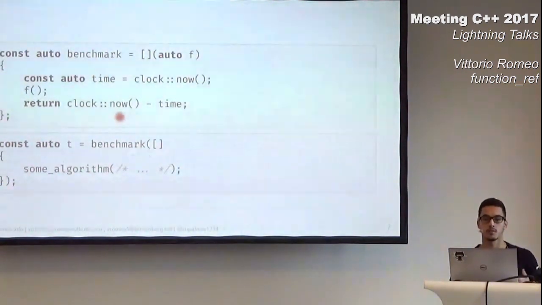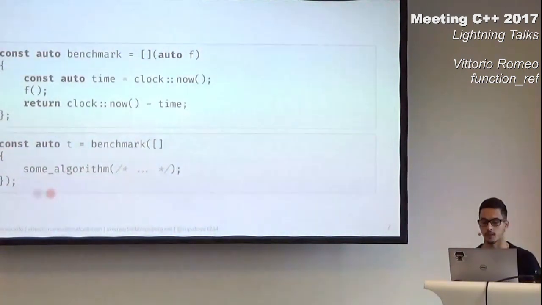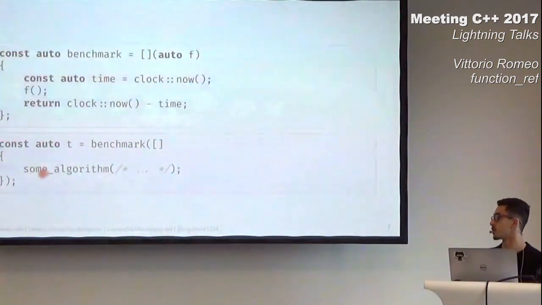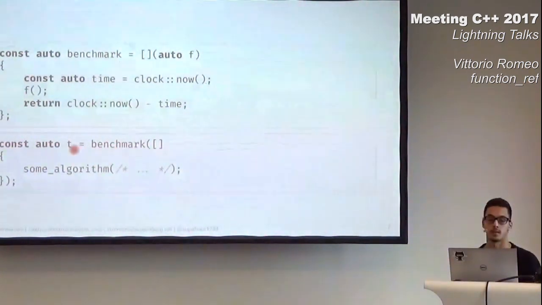And if you have some algorithm that you want to benchmark easily, we can just pass it as a higher-order function through a lambda in this case. So for example, if we want to benchmark some algorithm, we can just pass it to that higher-order function, and we'll get back the time.